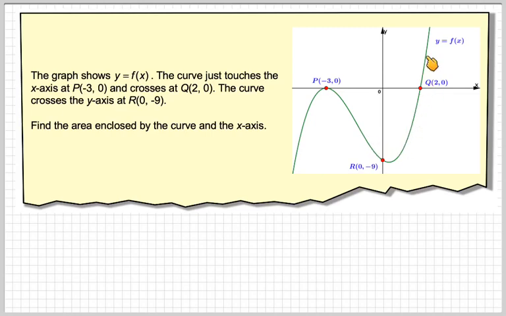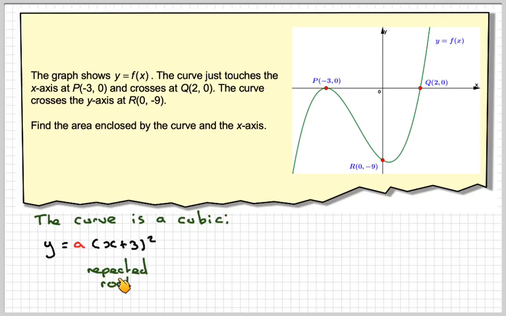But the problem is we don't actually know the function, but we have to now use the information given to find the function. Now, because it's got a maximum and a minimum, it's a cubic function. So the curve is a cubic function. Now here, just because it touches the x-axis, the root will be got from the factor (x plus 3) squared, a repeated root.